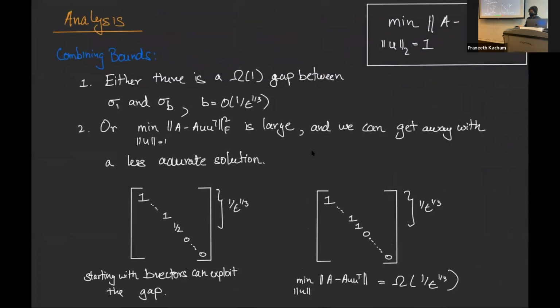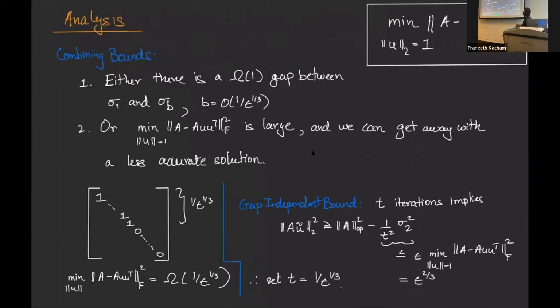Now I have to show you why, in this other case where there is no gap, using the first one and iterating a fewer number of times suffices. Let me try to show that. Recall the gap-independent bound said if you run for t iterations, you get additive error 1 over t squared times sigma 2 squared. Sigma 2 squared is just 1. And we want this additive error to be comparable to epsilon times opt.